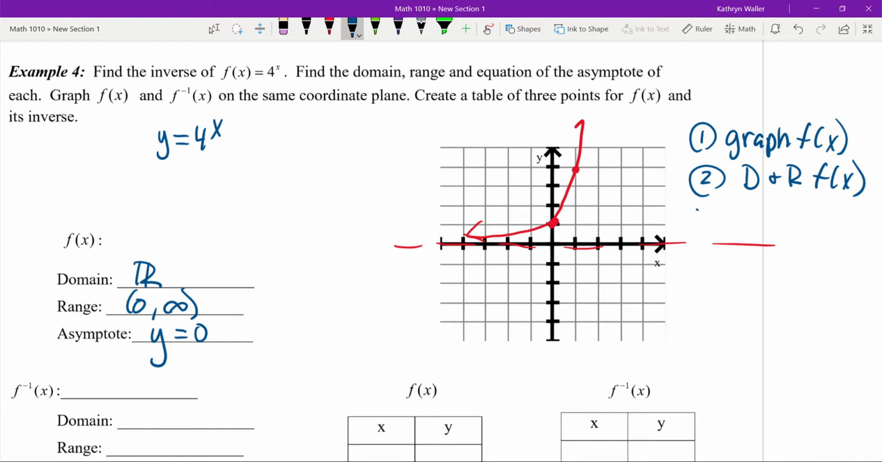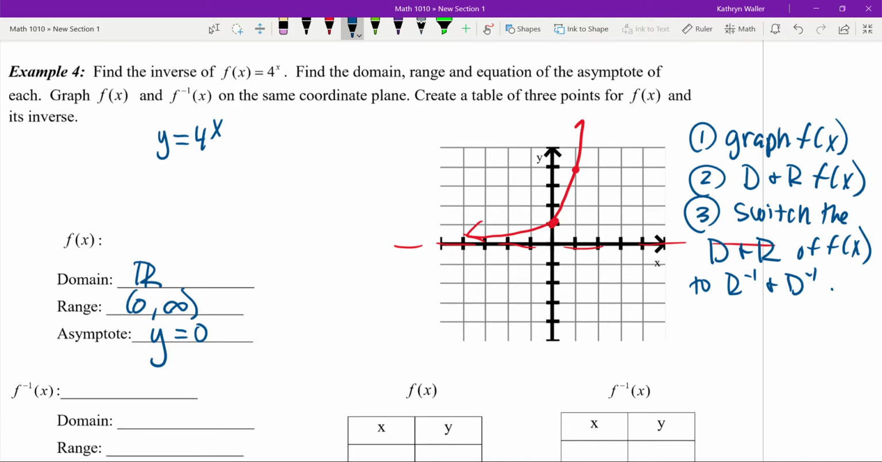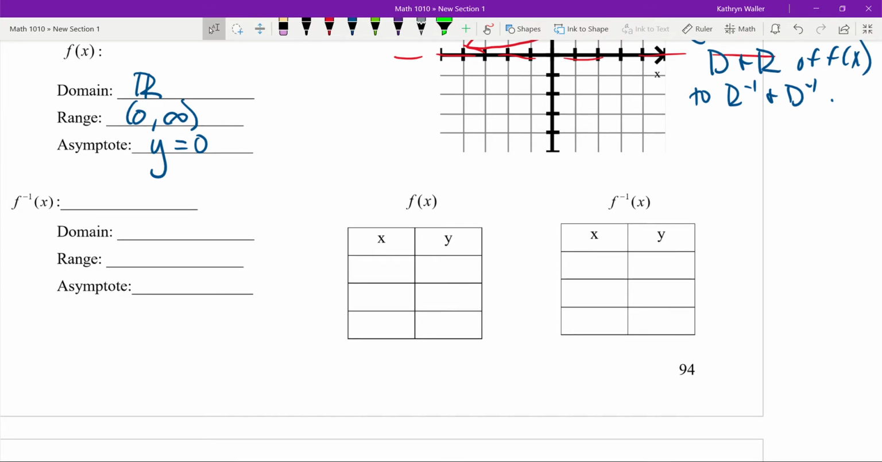Okay? The third thing that I want you to do is to switch the D and R, domain and range, of f of x to range to the negative first and domain to the negative first. You guys, if you switch the x's and y's, the domain and the range switch. This is so important. Look, the domain here becomes the range here. Why? Because the x's became the y's. The range here becomes the domain here. Why? Because the y's became the x's. So it looks like that.